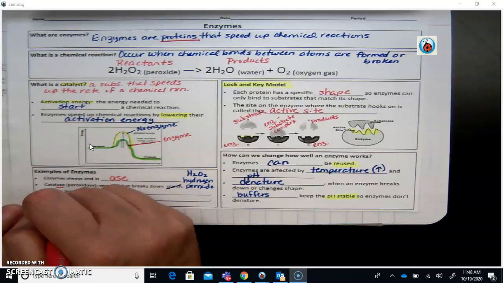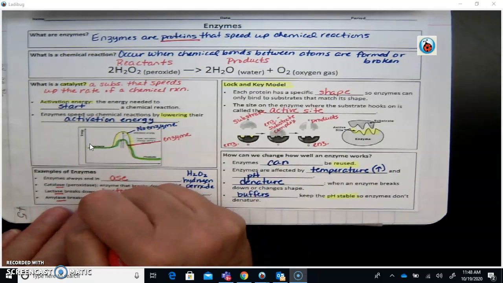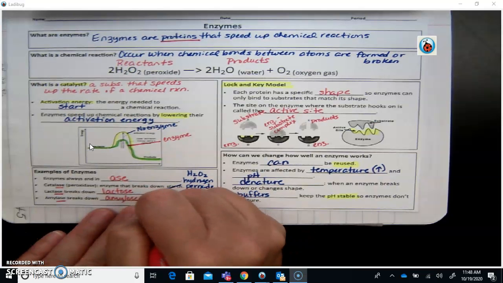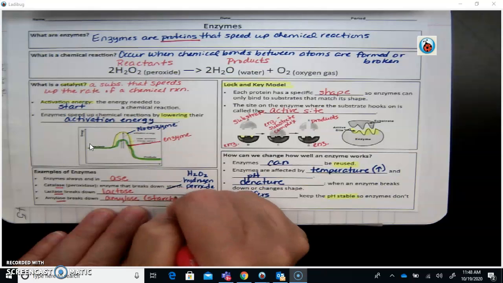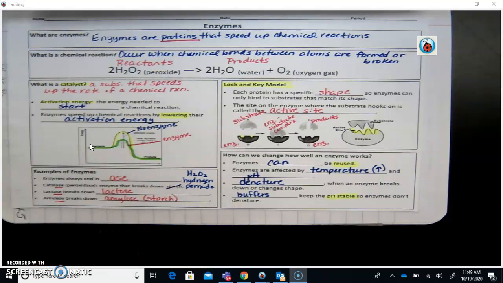Amylase, again, there's the ASE. It's an enzyme that breaks down amylose, which is starch. Another way of saying starch. Remember, starch is a type of carbohydrate. Carbohydrates end in OSE. You have an enzyme called salivary amylase that helps to break down starch that's in your food once you immediately put it in your mouth, in your saliva. The salivary amylase goes to work on it.